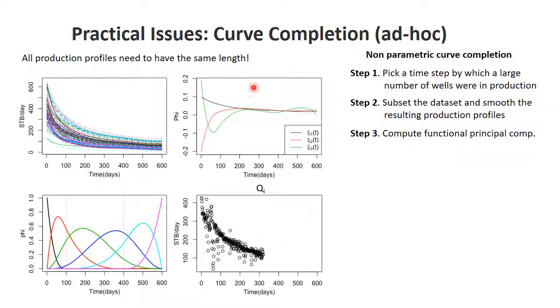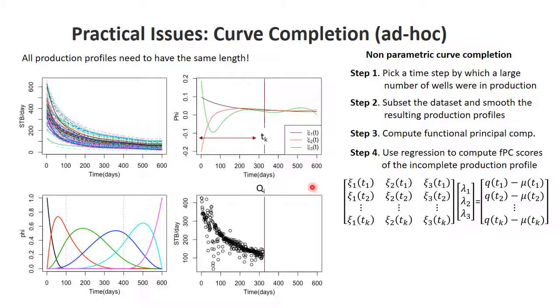Well, what we'd like to do is truncate these functional principal components at 300 and calculate the scores based on these functions by a simple regression. So what we're doing here is estimating from this data set what the functional principal component scores would be. Why do we do this?